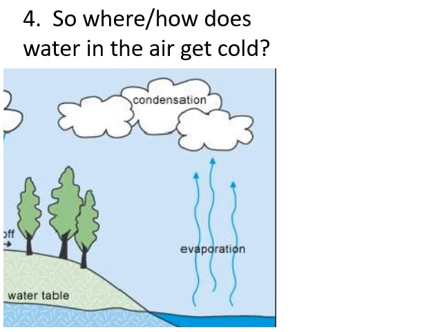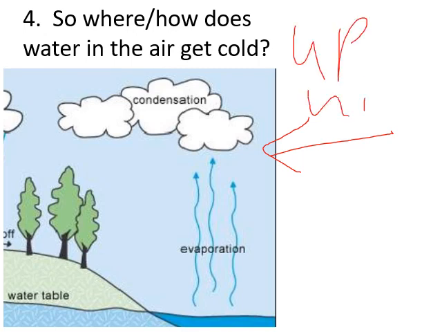So we know water goes up in the sky, and we know at some point we'll get a cloud because the water gets cold and then starts to stick together. But where does that happen? Well, clouds happen up here. Clouds happen up high in the sky.